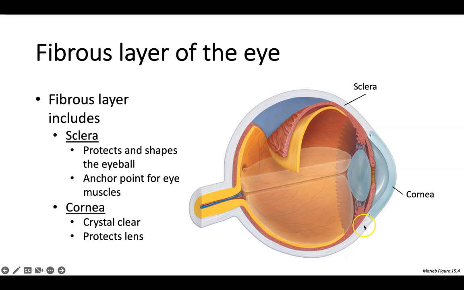It has to be tough because it's going to maintain this round shape of the eye, but it's also an anchor point for those accessory eye muscles that we looked at earlier. The cornea needs to be crystal clear and shaped properly because it is doing most of the focusing of light in your eye, and it also needs to protect the lens underneath. So those are the 2 major parts of the fibrous layer of the eye.